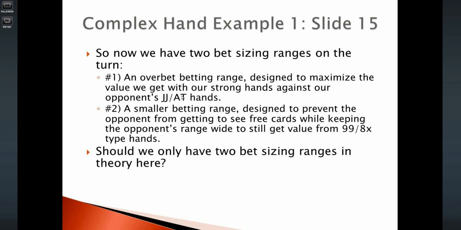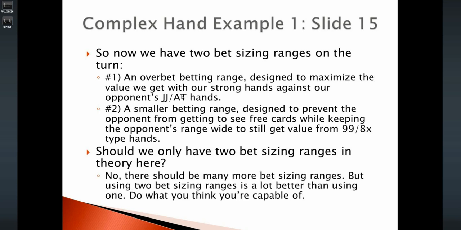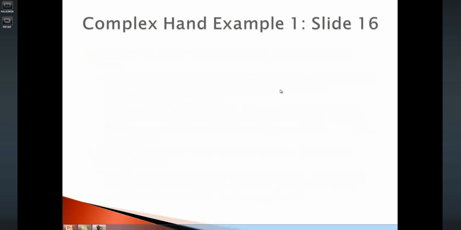Should we only have two bet sizing ranges in theory here? So pause and ask yourself. No, there should be many more bet sizing ranges, but using two bet sizing ranges is a lot better than using one. Do what you think you're capable of. So personally, I like to go with 2. If you think you can do more than 2, then you get a gold star, but I think the vast majority of people will probably find 2 good enough here.